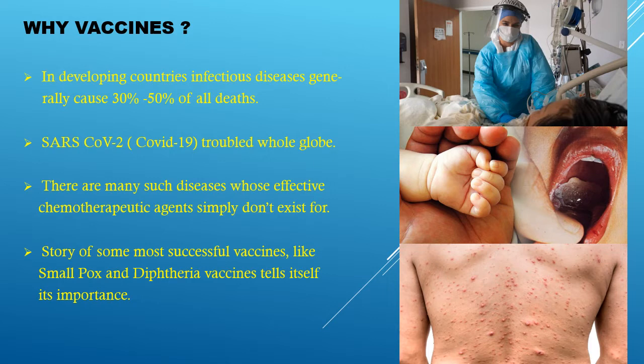This was only possible with the help of the vaccine against smallpox, which was developed in the 18th century by Dr. Edward Jenner. And it is said that 300 million people in the 20th century and 500 million people in the last 100 years were killed by this disease.